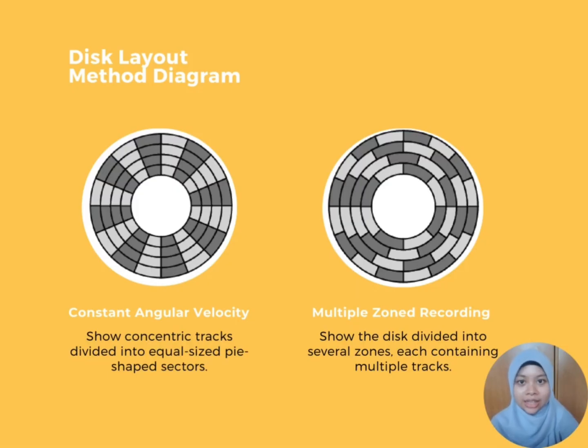This is the disk layout method diagram. For the first one, which is constant angular velocity, it shows concentric tracks divided into equal-sized pie-shaped sectors. The second one, multiple zone recording. It shows the disk divided into several zones, each containing multiple tracks.